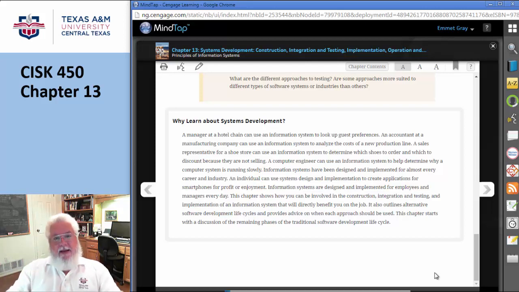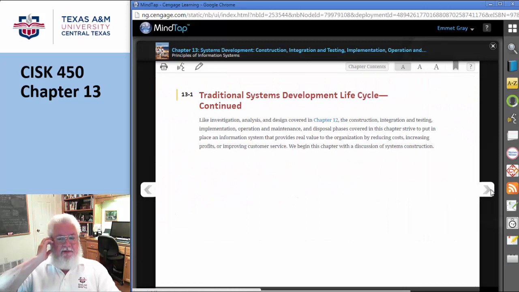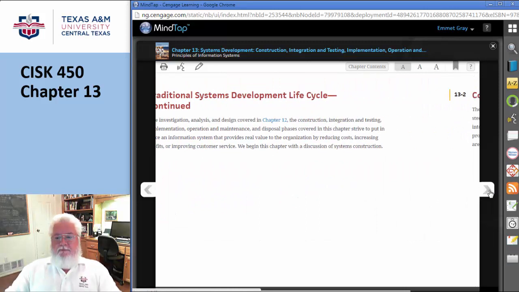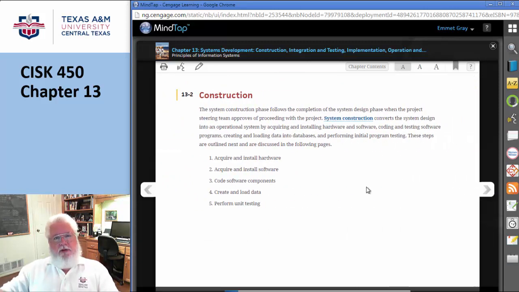Okay, now we're ready for this chapter. Whew. All right, phase 4 in this basically is the construction of the system. All right, so I've already designed, I've got a set of specifications. Now it's time to actually buy things, build things, and put things together.